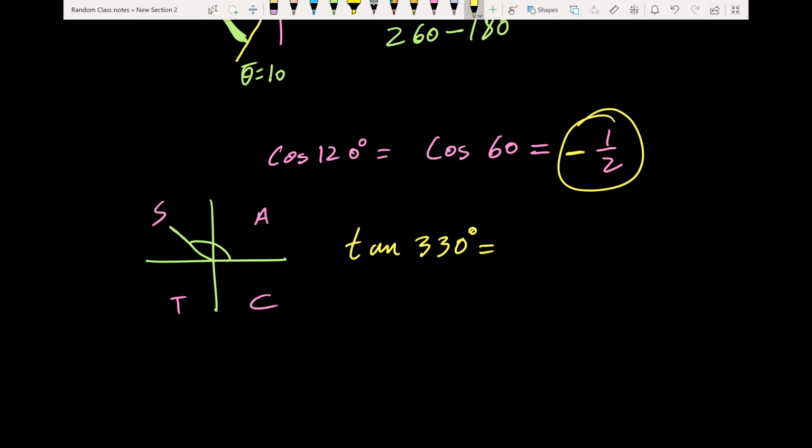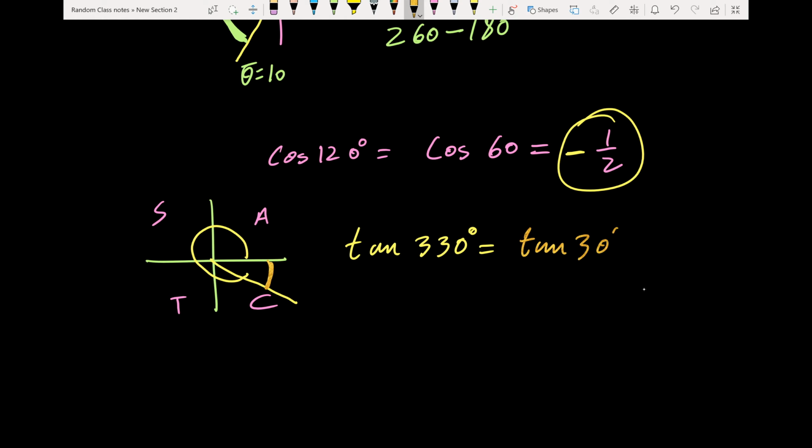Okay, so let's ask yourself, where's 330 degrees? What quadrant? Fourth. Right? So now what's the reference angle in this case? It has to be measured from the x-axis. So what's the reference angle then?